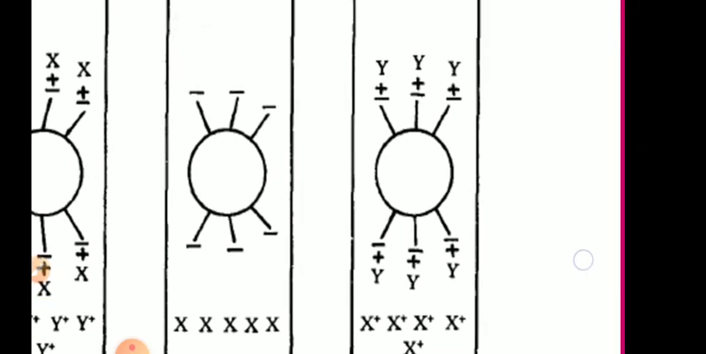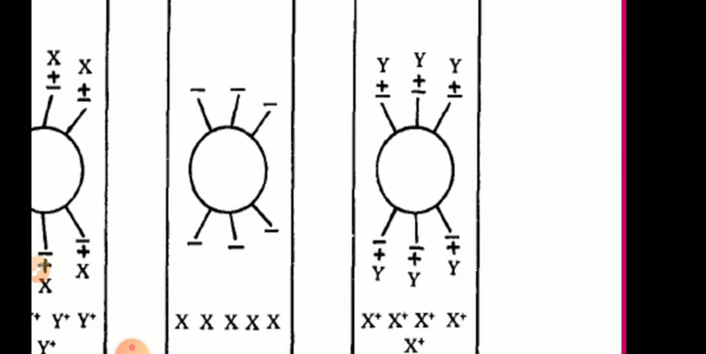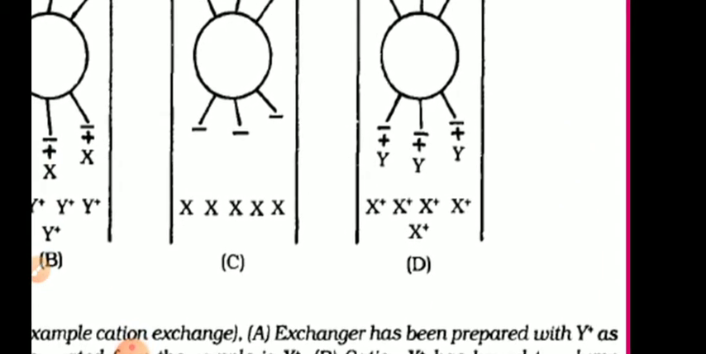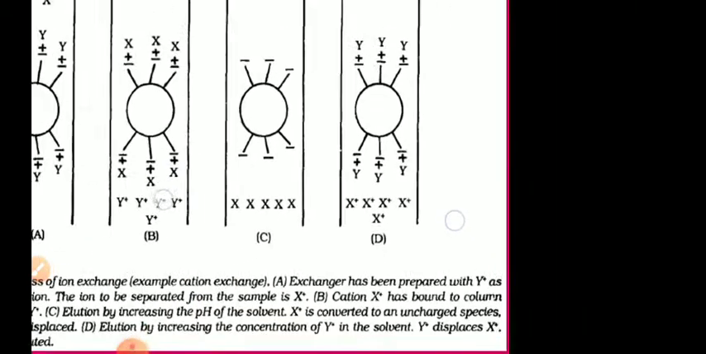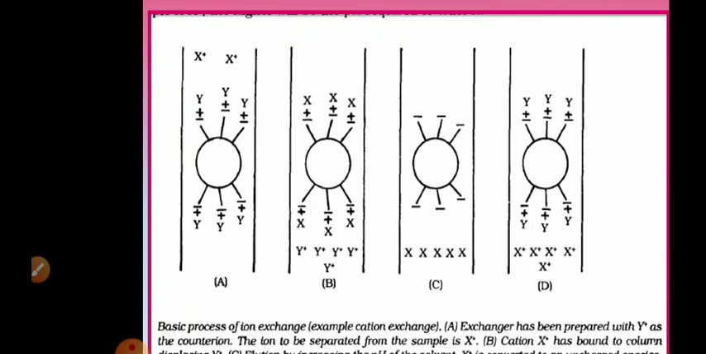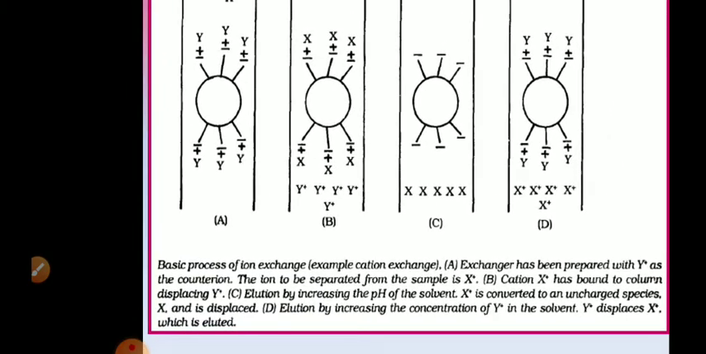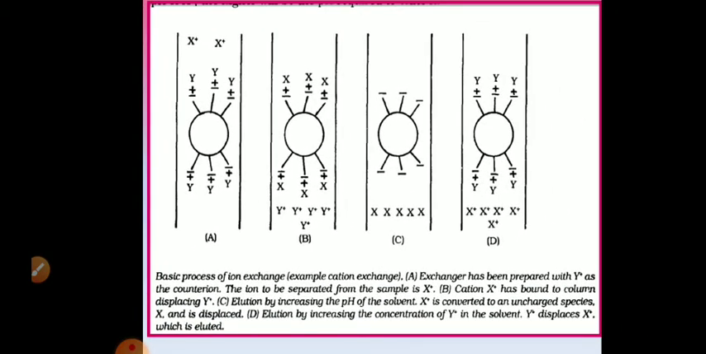In the last diagram we have shown that we add an excessive amount of Y plus counter ions such that they replace the X plus ions present in the sample. This is how sample ions X plus can be separated. This is how ion exchange chromatography helps you in separating the solute components, the sample components.